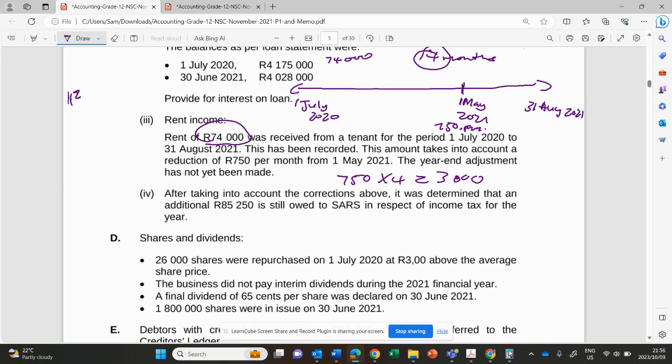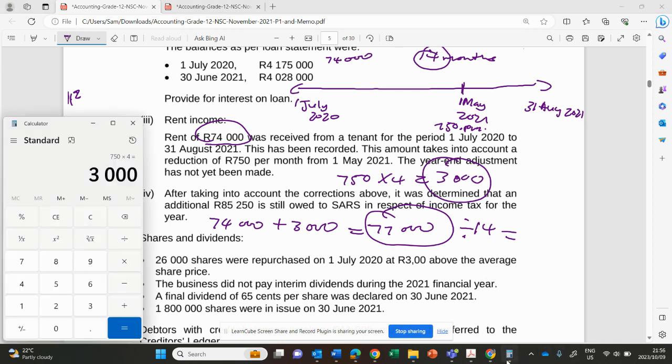So now, okay, it's fine. This is the reduction that we need to remove, right? So you're going to say 74,000, you add back the reduction that they made so that the rent can be 100%. So now this is going to be 77,000. Then you can divide this by 14, because the rent is equal, and it will give you the rent per month before the increase. So you say 77,000 divided by 14, then you get 5,500.